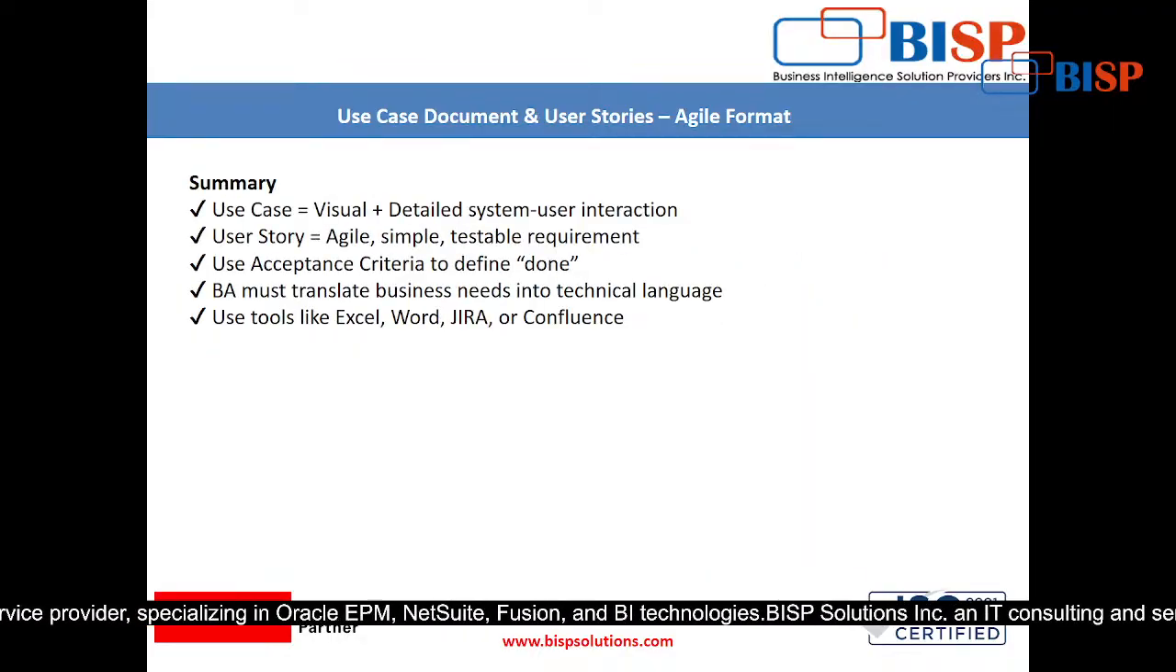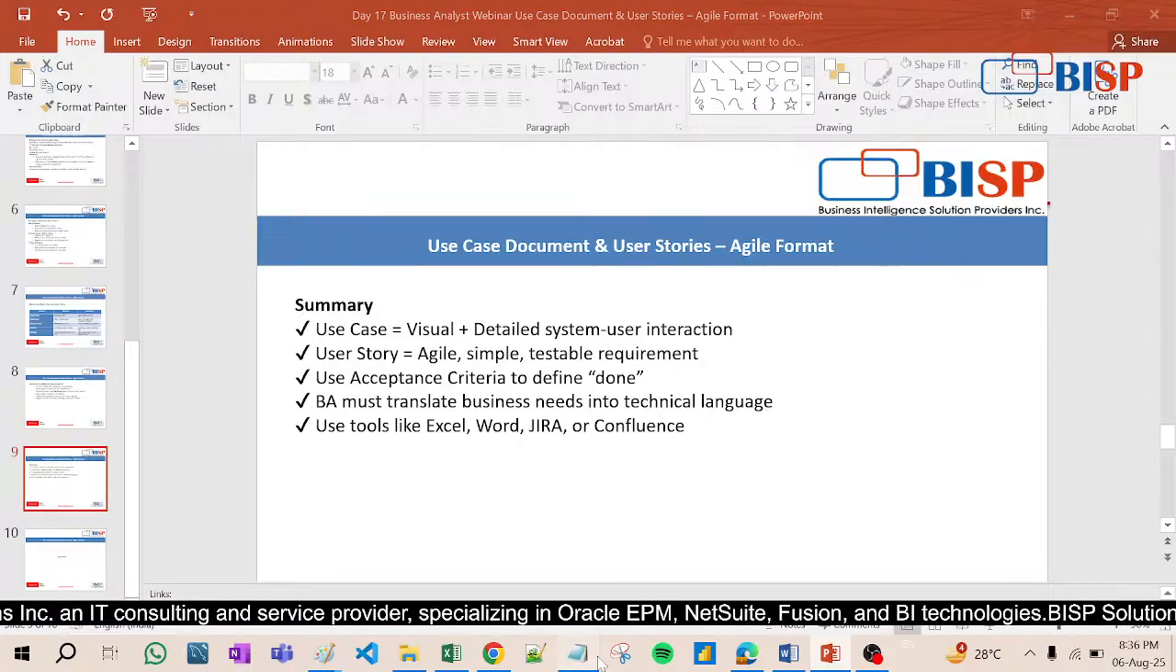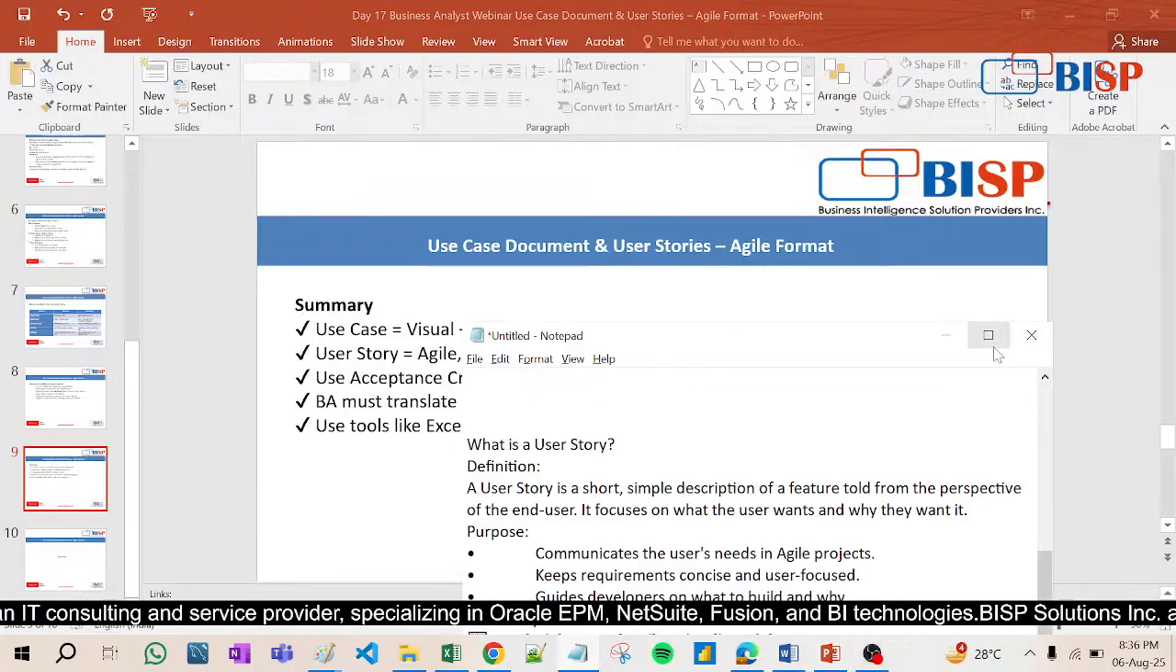Okay, now here you will see use case equal to visual plus detailed system user interaction. Okay, user story, agile, simple, testable requirement. Use acceptance criteria to define done, right? And then BA must translate business needs into technical language. So now let's see the text file also that I have done.